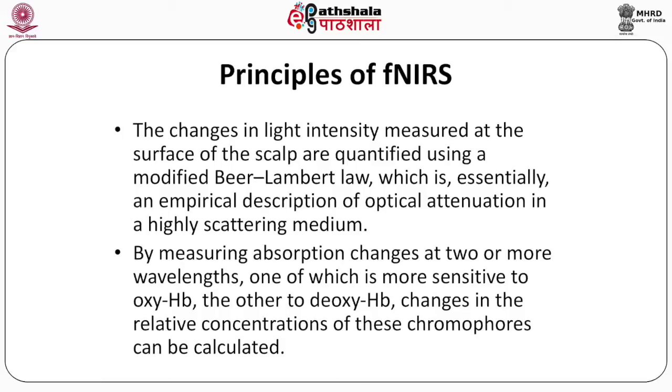Here the chromophores are oxyhemoglobin and deoxyhemoglobin, since they exhibit two different optical properties and their concentration is measured using this modified Beer-Lambert law, and thus FNIRS measures the change in the blood flow according to the amounts of oxyhemoglobin and deoxyhemoglobin.